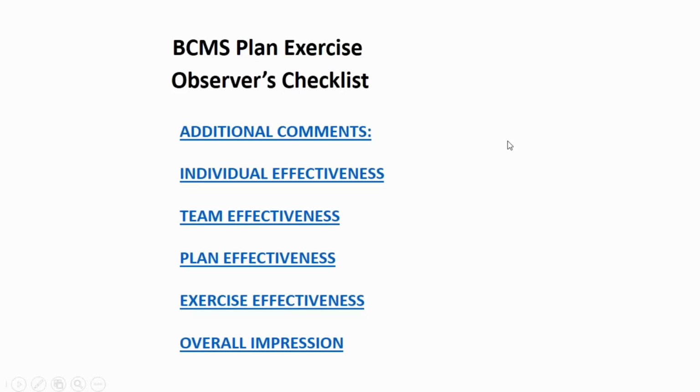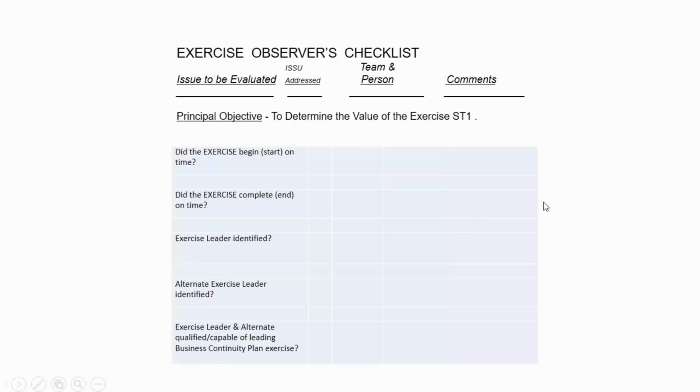An observer's checklist should be individual effectiveness, team, plan, exercise, how effective they are, and overall impression. And a checklist could look like this, where you do the comments as the exercise goes forward. This is just a small part of our whole observer's checklist.